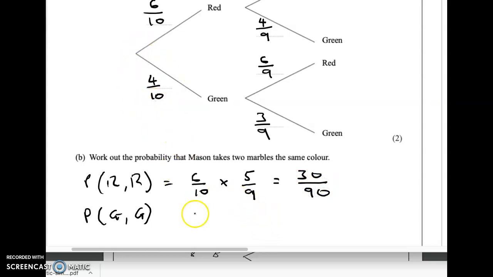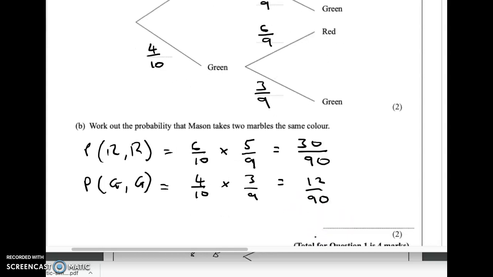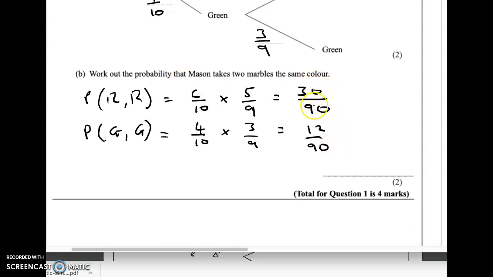Green, green, 4 over 10 times 3 over 9, and that equals 12 over 90. We add them together, we've got 42 over 90. You can simplify that for 7 over 15. You don't have to, it doesn't say, but there it is anyway.